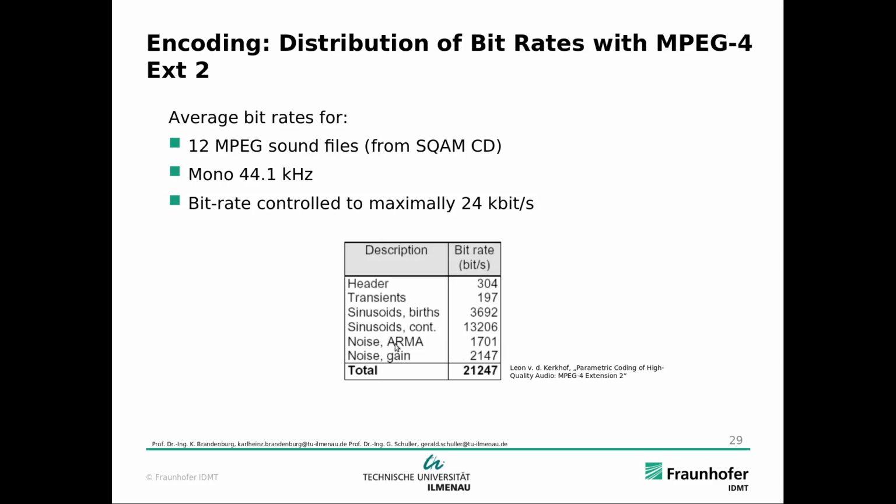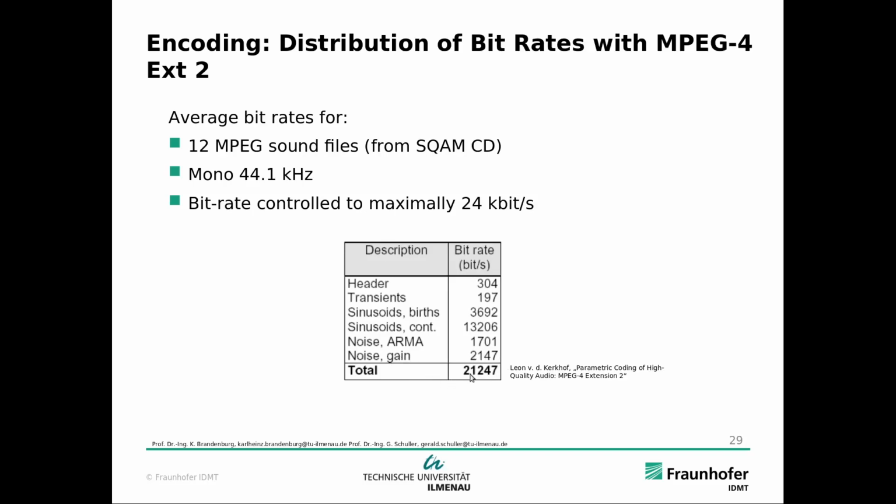ARMA actually means autoregressive moving average. So here you have an FIR and an IIR part in it, but it doesn't really matter. The principle is the same. You have a linear filter which shapes the noise. And then you have the noise gain, which needs an additional 2147 bits per second. So that's the temporal shape of the noise.